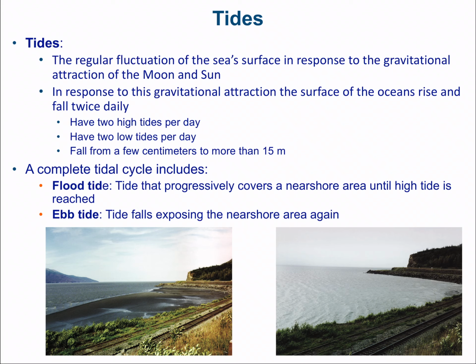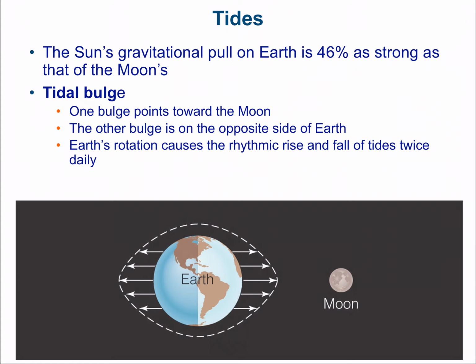A complete tidal cycle includes what we call a flood tide, where your tide progressively covers a nearshore area until the high tide is reached, followed by an ebb tide in which the tide falls, exposing the nearshore area again. The picture on the lower left shows a low tide. The picture on the lower right shows a high tide in Cook Inlet, Alaska.